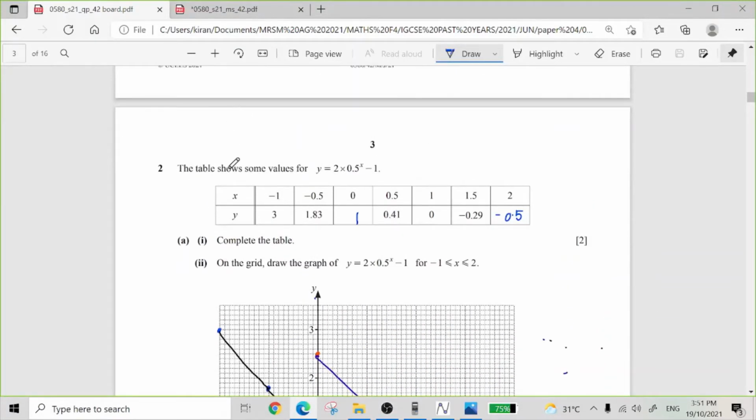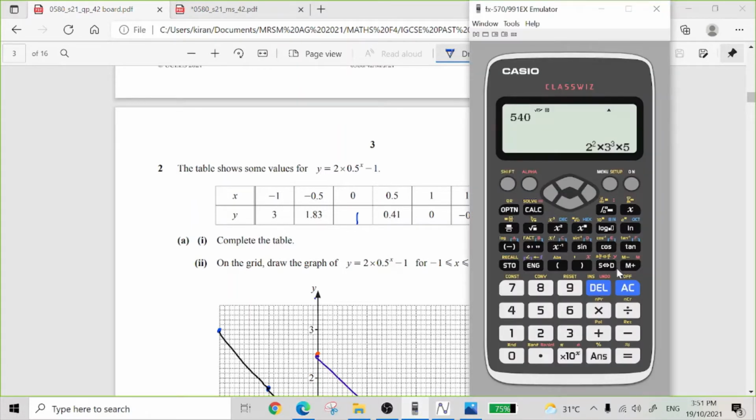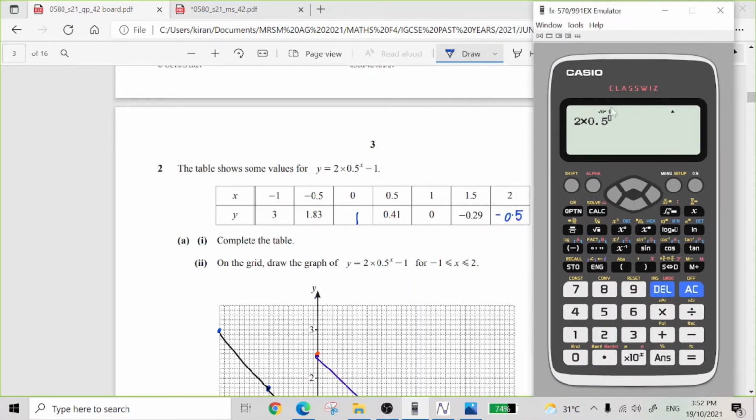Okay, for question number 2, the table shows some values for y equals 2 times 0.5 to the power of x minus 1. So we complete the table first. Make sure that you use this part. You key in, you insert the value of x properly. So now we choose 2 times 0.5, and then we choose the power. We substitute 0, we get this part, 1.